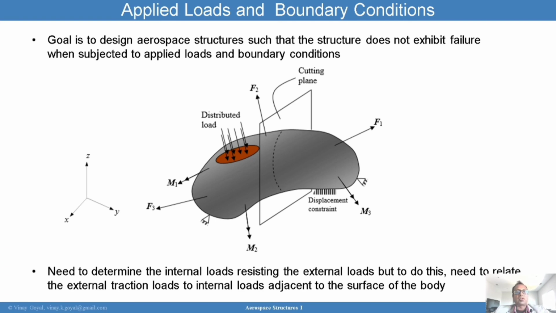So what we want to do is to determine internal loads resisting the external loads. But to do this, we have to find a way of relating these external traction loads to internal loads adjacent to the surface of the body. Somehow these external loads have to be related to internal quantities that we can do something with.